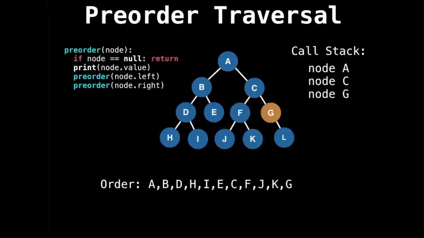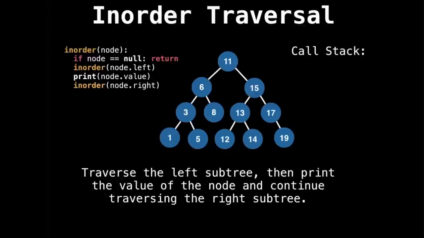So G, now L, and now we're done. We recurse all the way back up, and we would exit our function. And at the bottom, you can see what the pre-order traversal is. Okay, now let's cover in-order traversal.